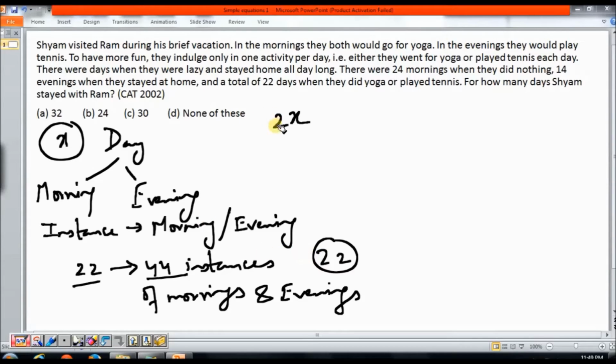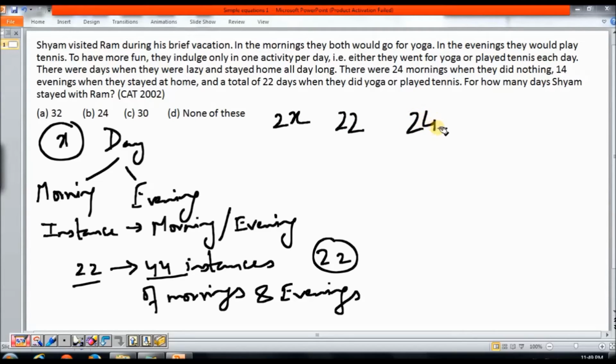And I know that if they were together for X days, the total number of instances in X days will be 2x instances, of which they engaged themselves on 22 instances. In a particular instance, either they will do something or they will not do anything. These are the only two possibilities. So, out of 2x instances, on 22 instances they kept themselves busy. And on how many instances did they not do anything?